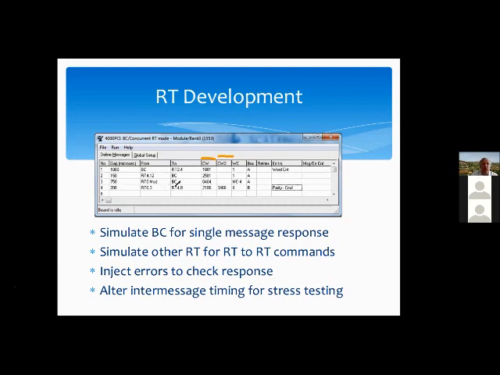And I can adjust the frame time and the intermessage time. Here you see there are 150 microseconds between this message and the next. These are things that I can adjust to see, can the RT handle the stress?